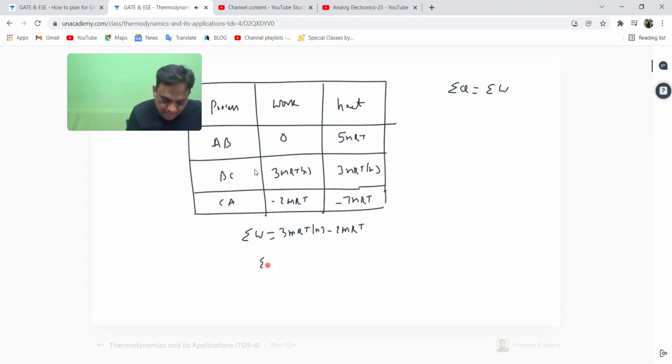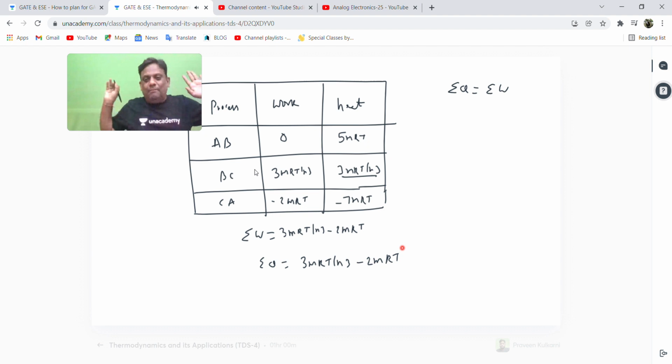Excellent. Now what is sigma Q? Look, add this: 3 MRT ln3. If you are adding, this is done. So 5 minus 7 is what? Minus 2. Wow, they are equal. My problem is solved. Are you getting it, my dear students? All of you, are you getting it?